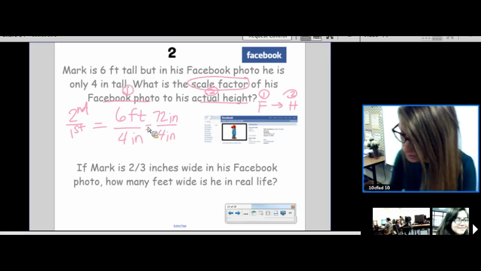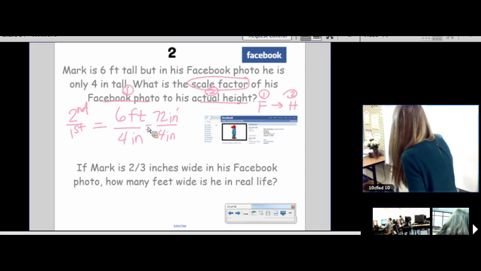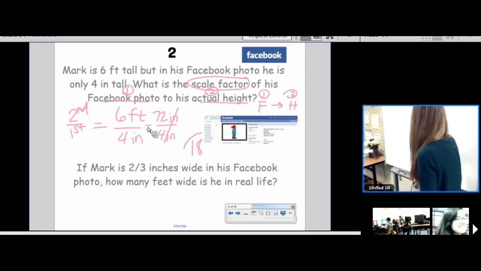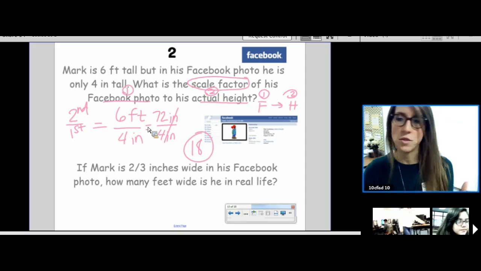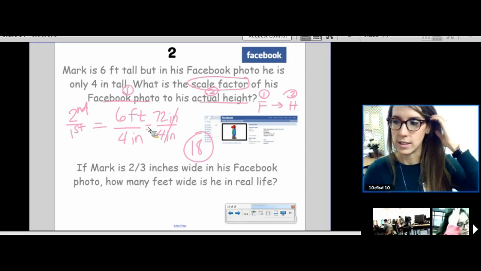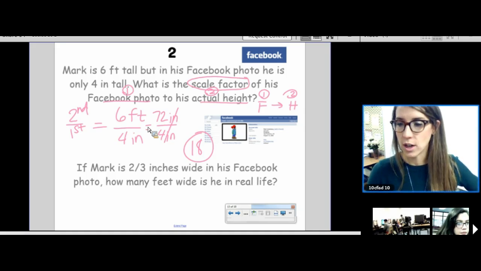All right, so let's do it. 72 divided by 4. The units will cancel, and the scale factor is 18. Scale factors are unitless. Scale factors do not have units. They're unitless. Okay? I need you to go ahead and start your quiz.